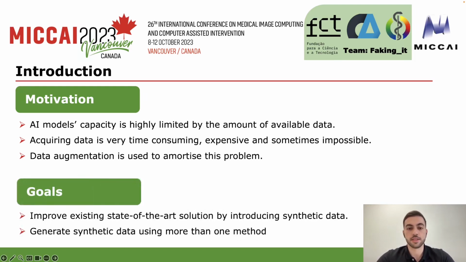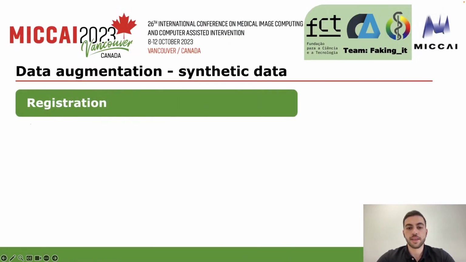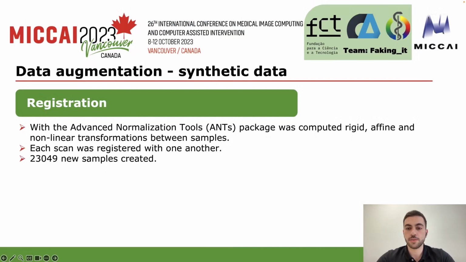For this method, the generation of synthetic data was used. The aim of our proposal is therefore to generate synthetic data and use it to train modern architectures such as UNet and the SWIN UNETR. The first method was to use registration to increase the number of cases available. This is done by using the ANTs package to register each case with each other and create new samples that are a mix of these two cases. Using this strategy, 23,049 cases were created.